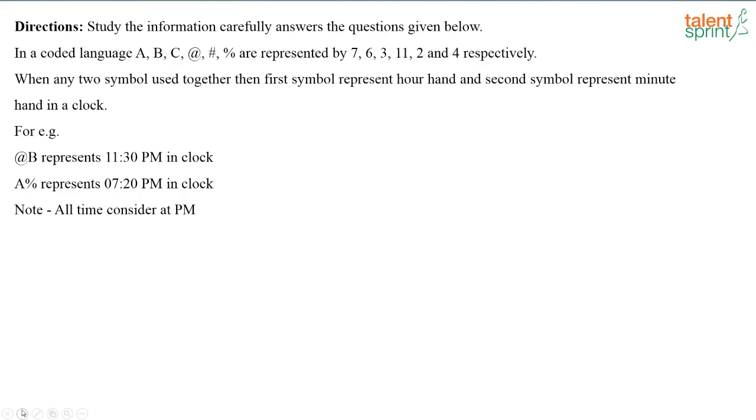Next one. In a coded language, A, B, C, @ and % are represented by 7, 6, 3, 11, 2 and 4 respectively. When any two symbols are used together, the first symbol represents the hour hand and the second symbol represents the minute hand of the clock. So if I have @ and B, this @ is 11 and B is the minutes. B represents 6, so when it comes to minutes, it is 30 minutes. Correct? So A% means 7:20 and so on. And they are saying that all the time is PM.